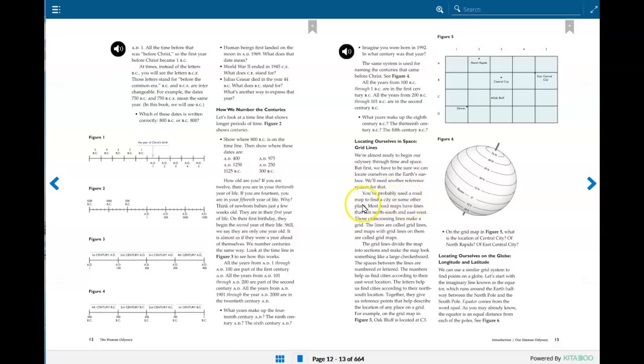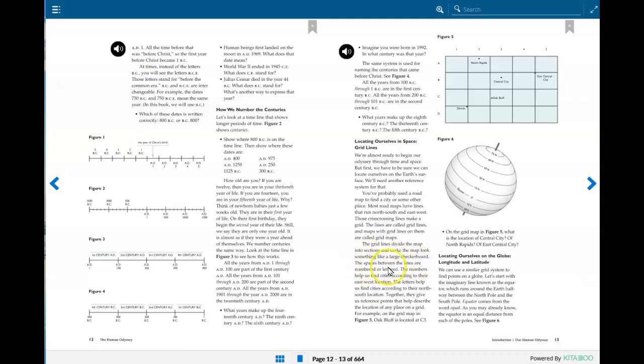You've probably used a road map to find a city or some other place. Most road maps have lines that run north, south, and east, west. Those crisscrossing lines make a grid. The lines are called grid lines, and maps with grid lines on them are called grid maps. The grid lines divide the map into sections and make the map look something like a large checkerboard.